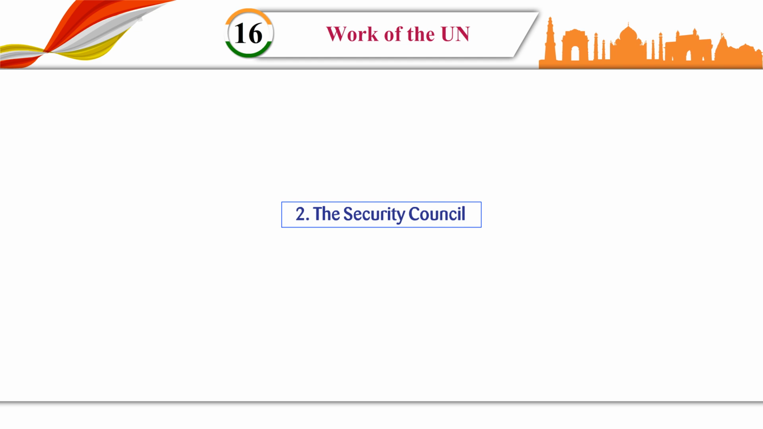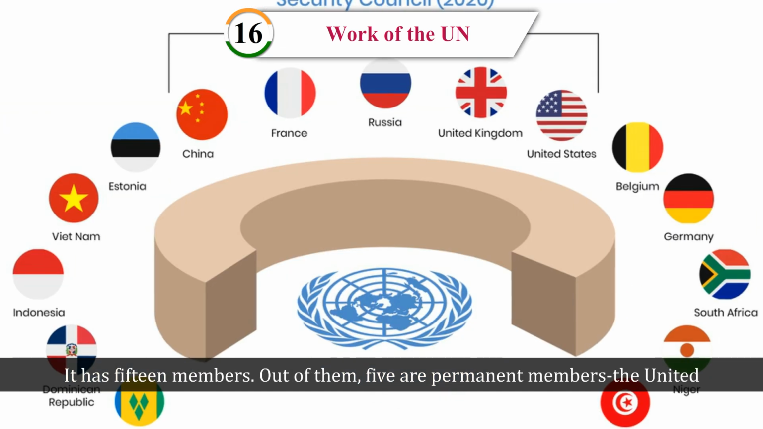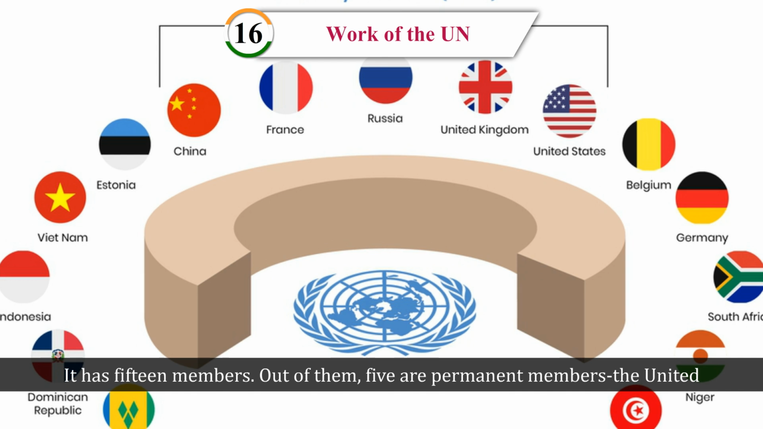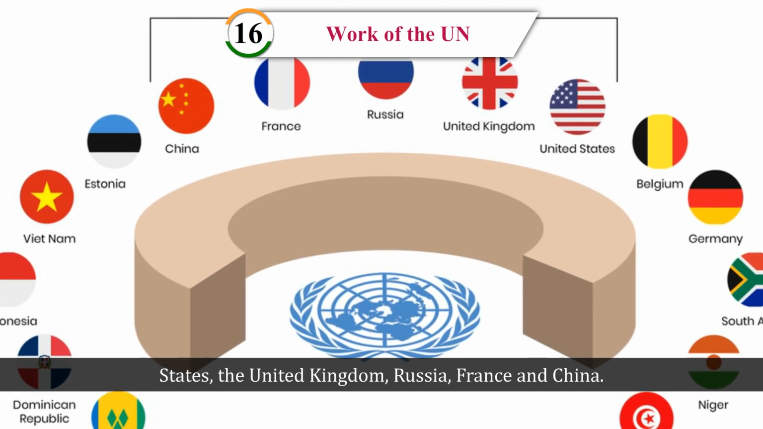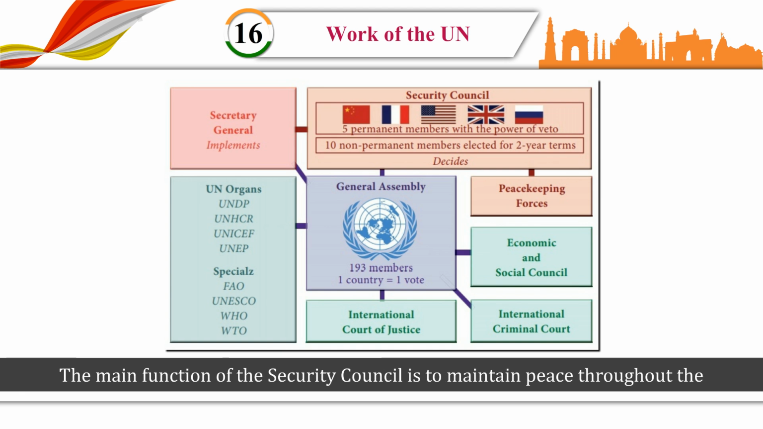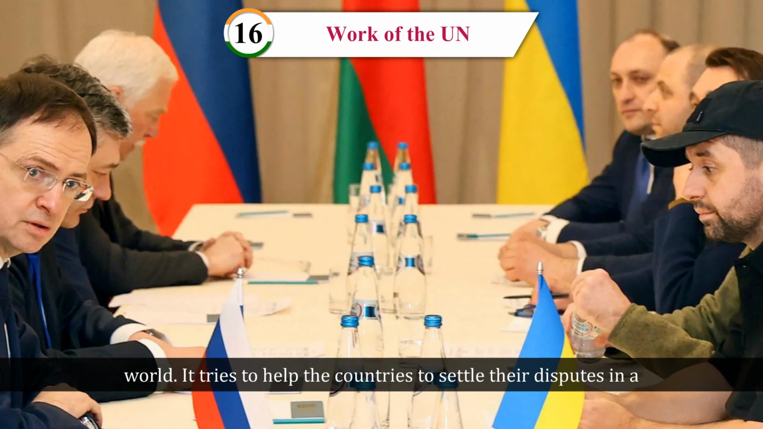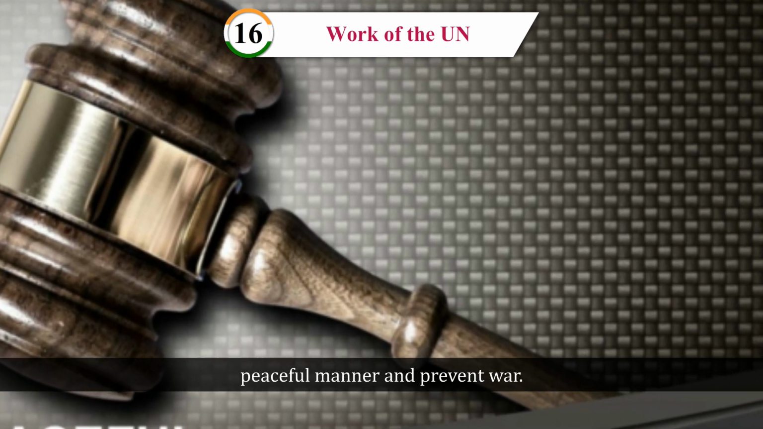Second, the Security Council. It is the most important organ of the UN. It has 15 members. Out of them, 5 are permanent: the United States, the United Kingdom, Russia, France and China. The remaining 10 members are elected for 2 years. The main function of the Security Council is to maintain peace throughout the world. It tries to help the countries to settle their disputes in a peaceful manner and prevent wars.